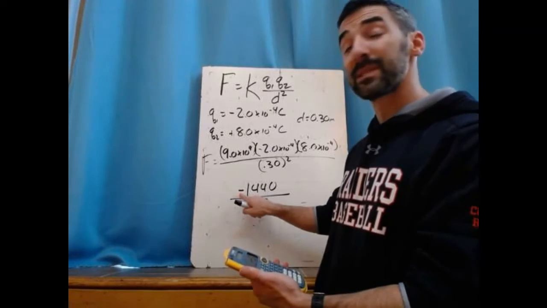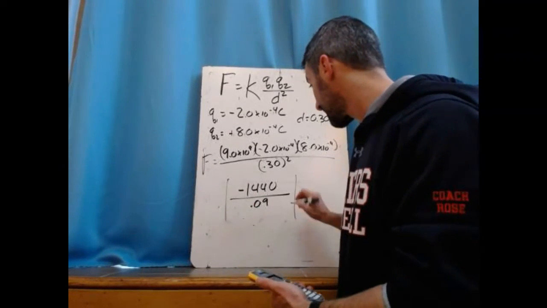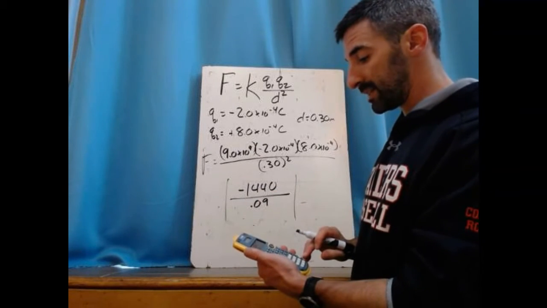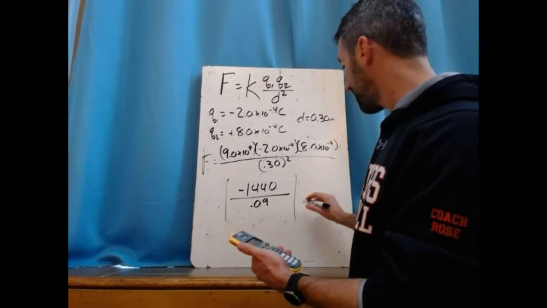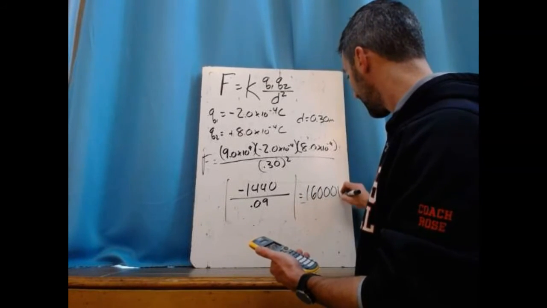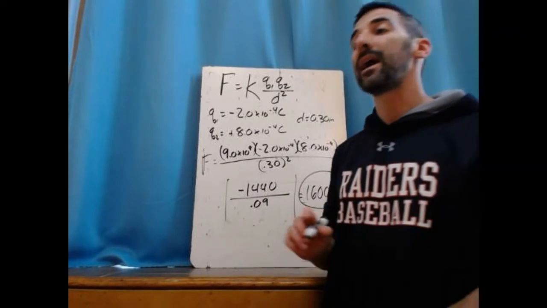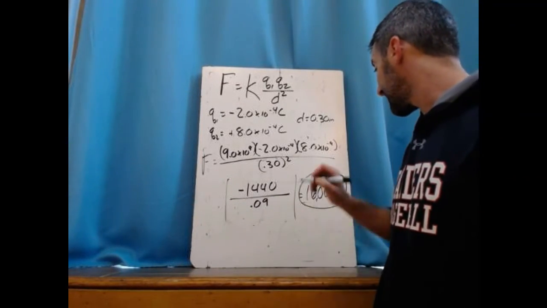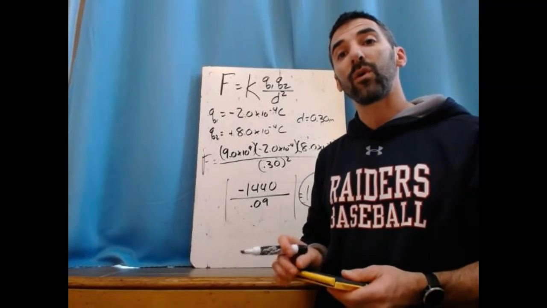1440. Notice I dropped the negative because I only want the magnitude. Essentially, I'm taking the absolute value, but that negative is important for the second part of my answer. So 1440 divided by 0.09 is a force of 16,000 newtons. That is a massive force. Now, the question is the magnitude of the force, which is 16,000 newtons, and is it attractive or repulsive?